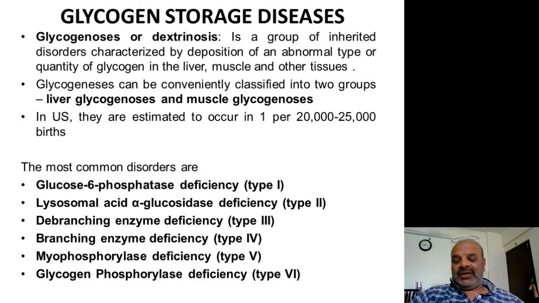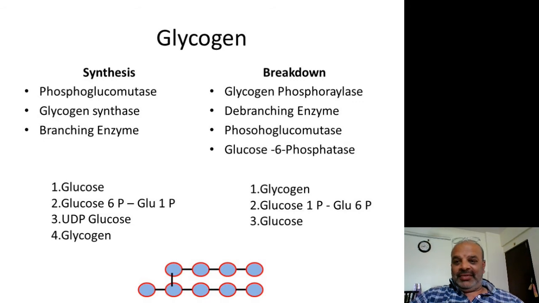So let us look at what all these disorders are about. If you look at glycogen, you will see that if you are looking at the synthesis part, you have a few enzymes which are important for glycogen synthesis. The first one is phosphoglucomutase. Then you have glycogen synthase. You have the branching enzyme. On the other hand, if you are looking at the breakdown, you will see glycogen phosphorylase, debranching enzyme, phosphoglucomutase, and glucose 6 phosphatase. So these are the important enzymes which are required for the synthesis and breakdown of glycogen.